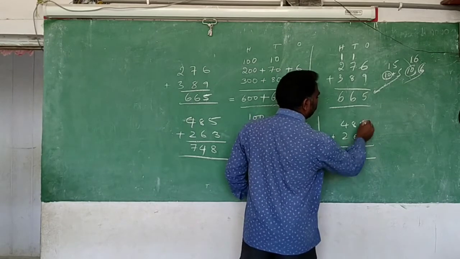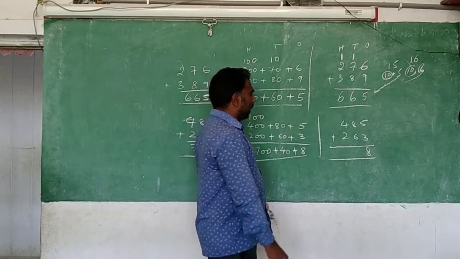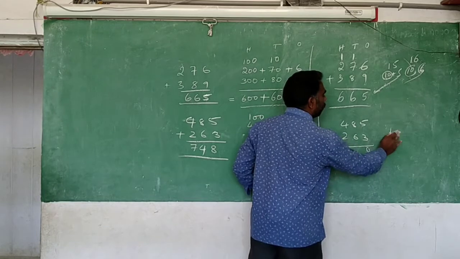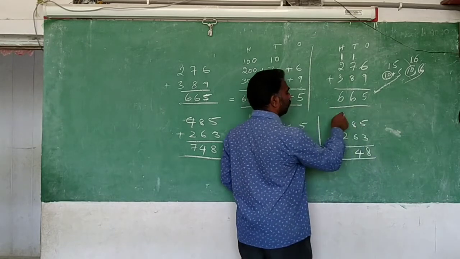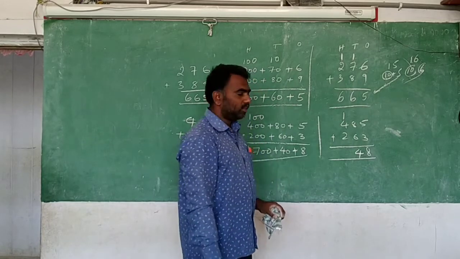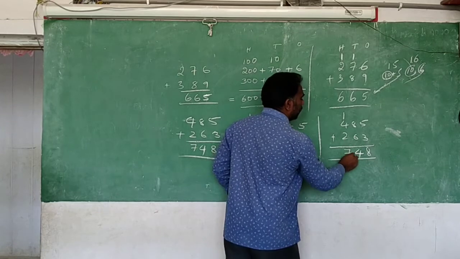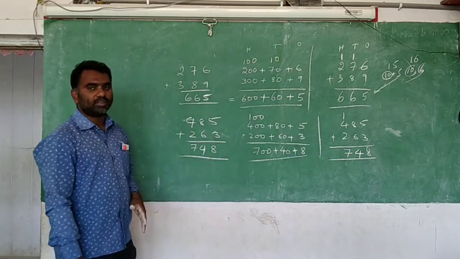Suppose if you go for the direct method, 485 and 263. First, the ones, no problem, we can write directly. Next, 8 and 6 is 14. 14 means what I said to you? This 4 you will write here and this 1 you will write as the carry in the hundreds section. Now 1 plus 4, 5. 5 plus 2, 7. So this is the addition of 3-digit numbers.